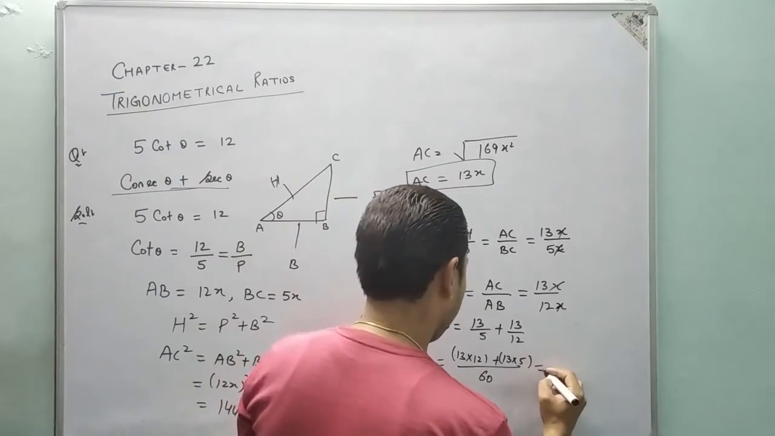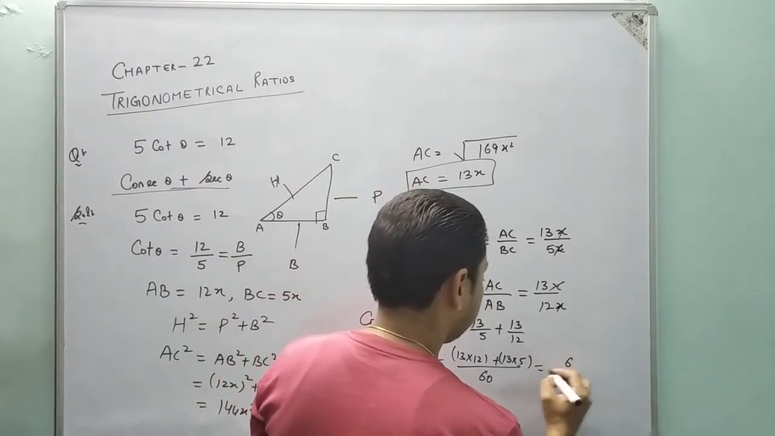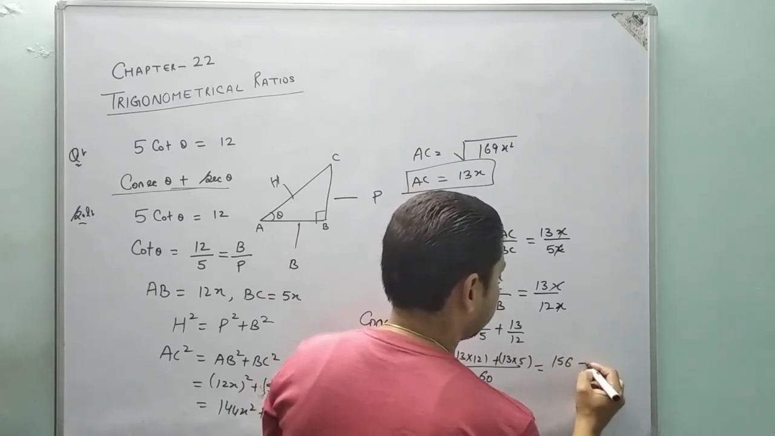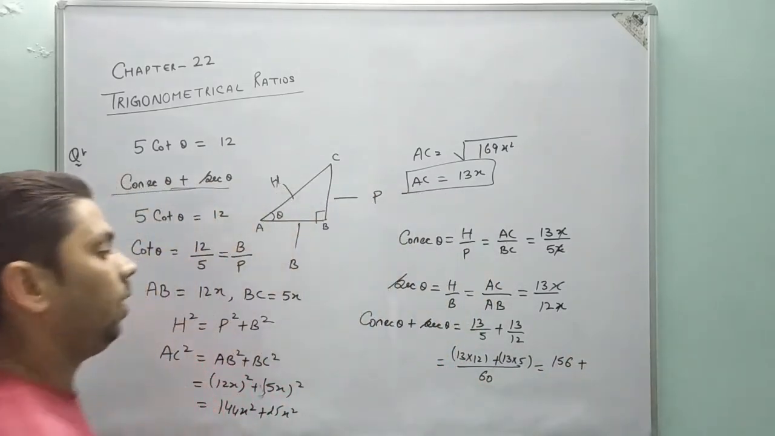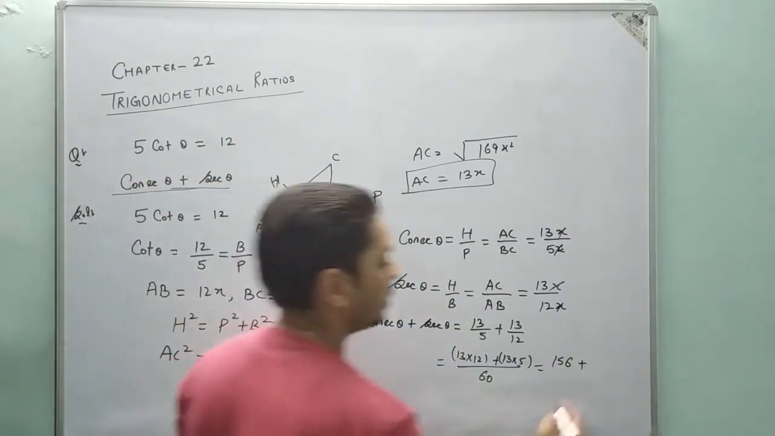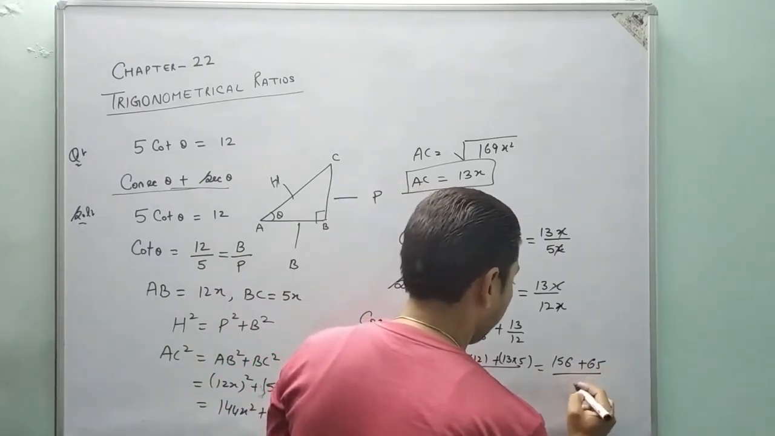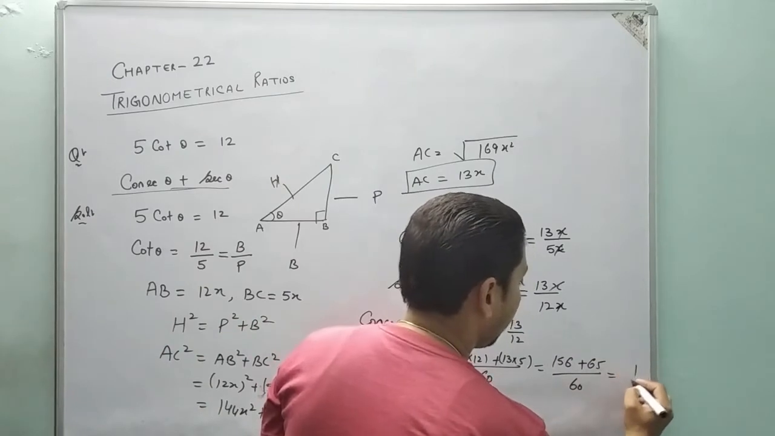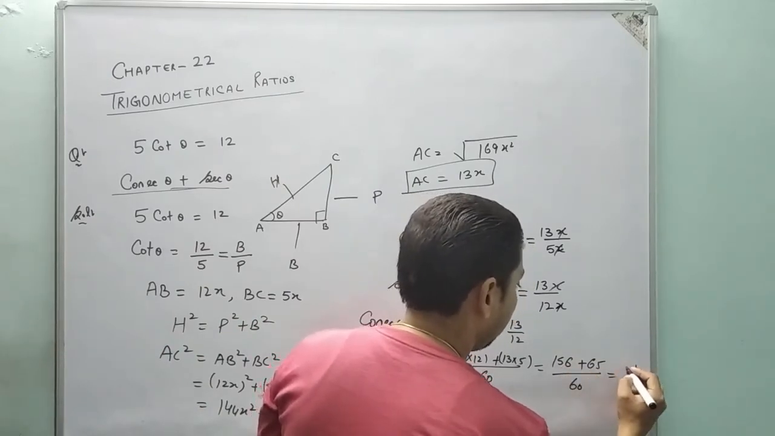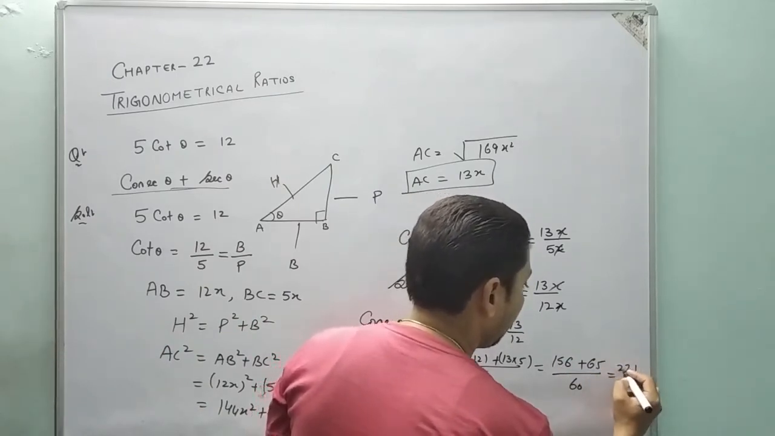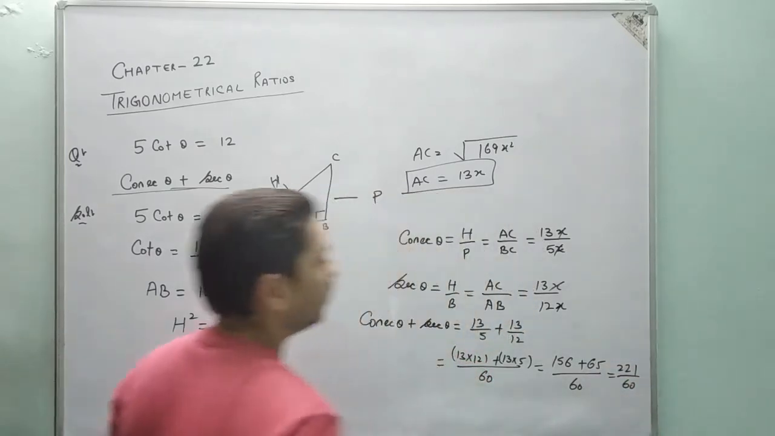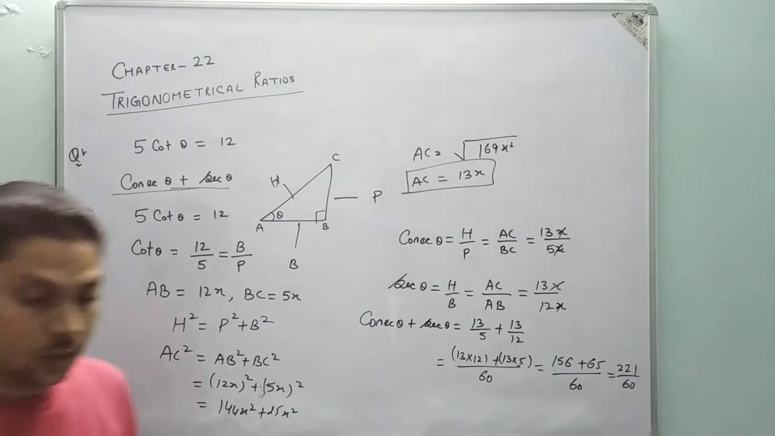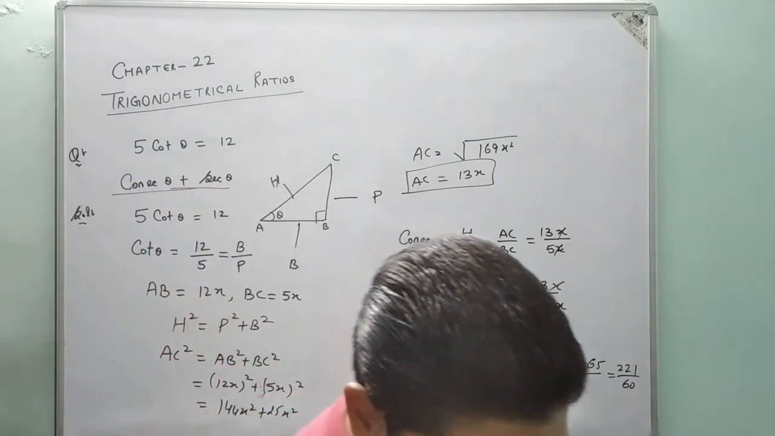So it will be 156 plus 65 over 60. So add it, it will give you 221 upon 60, which is the answer of this question.